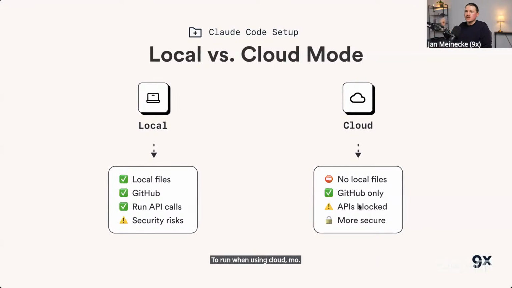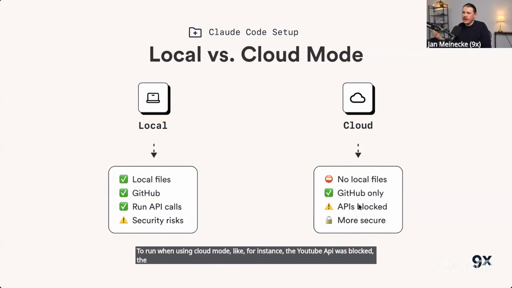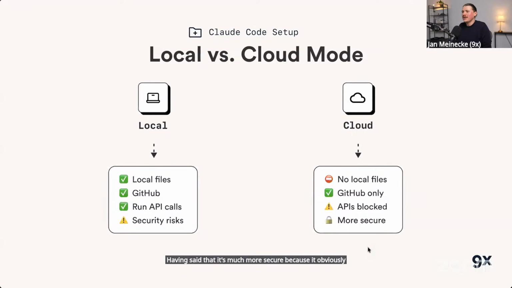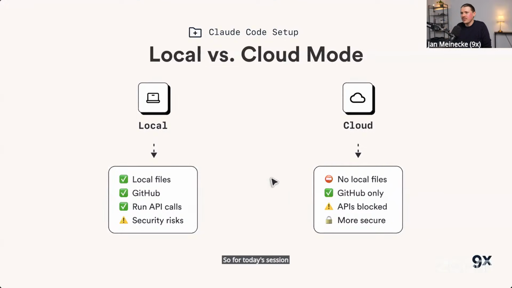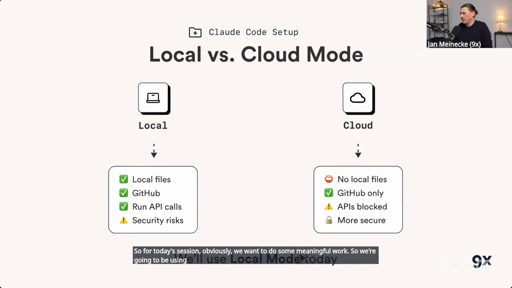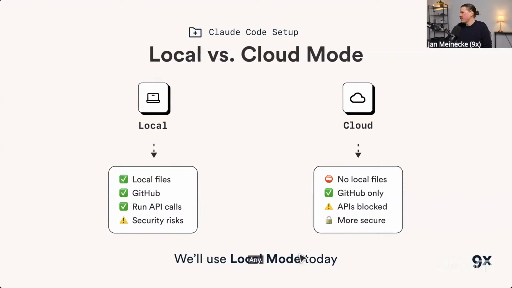For instance, the YouTube API was blocked and the Luma API was blocked, because its focus is running tasks in the background on your existing code base. Having said that, it's much more secure, because the only damage it can do is make some changes to a GitHub repository that could be rolled back. So for today's session, we want to do some meaningful work, so we're going to be using the local mode. Any questions on those different ways to access, Alex, or should we keep going?